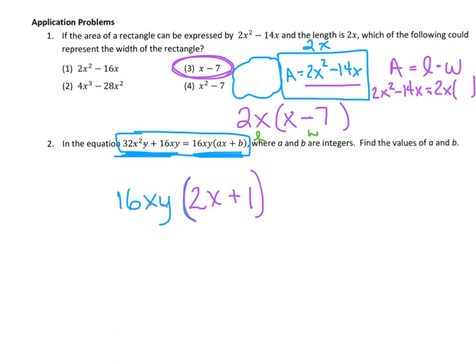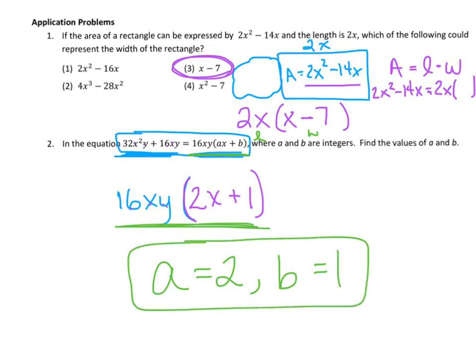So if you look here, now this and this are strikingly similar. The only thing that's different is your a has been replaced with a 2 and your b has been replaced with a 1. And so those are your answers after you've factored 32x squared y plus 16xy. A is 2 and b is 1.